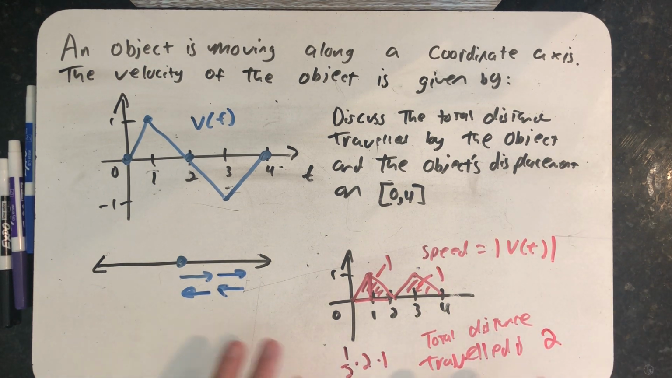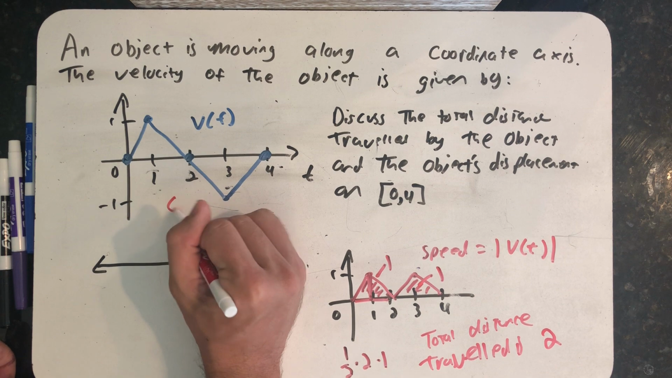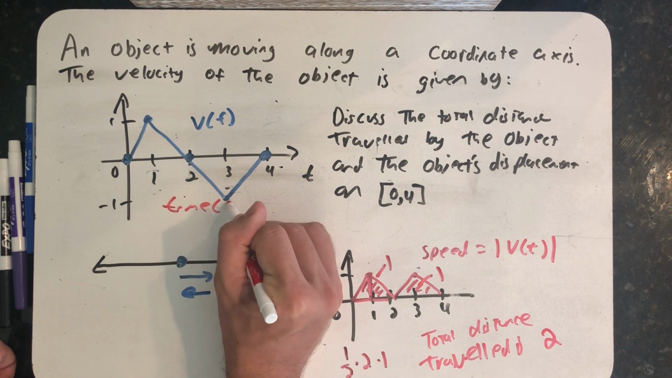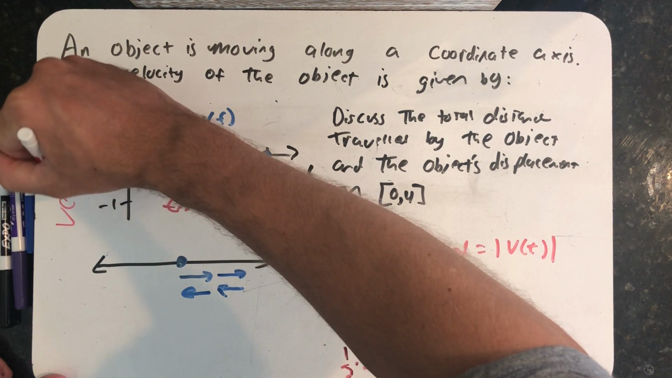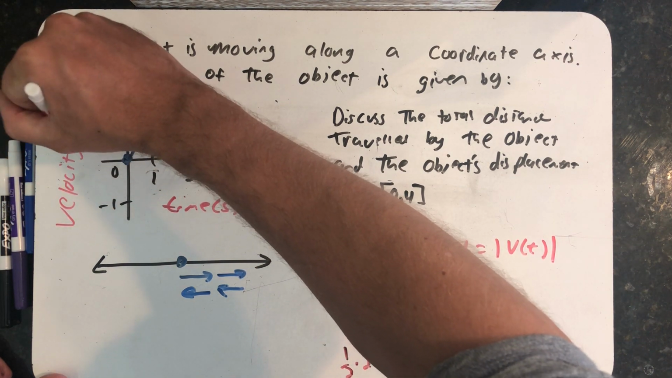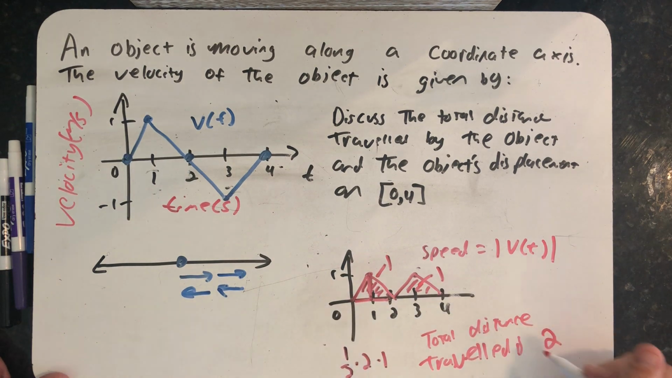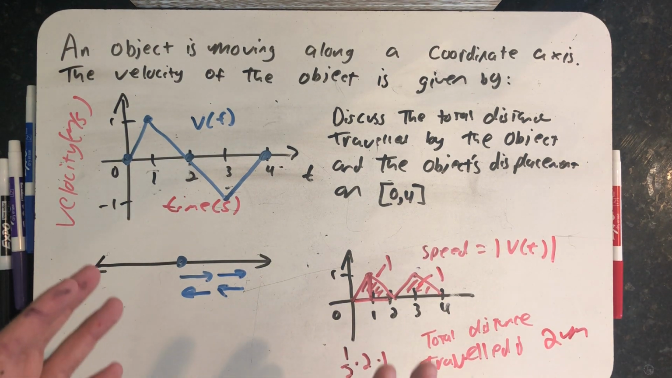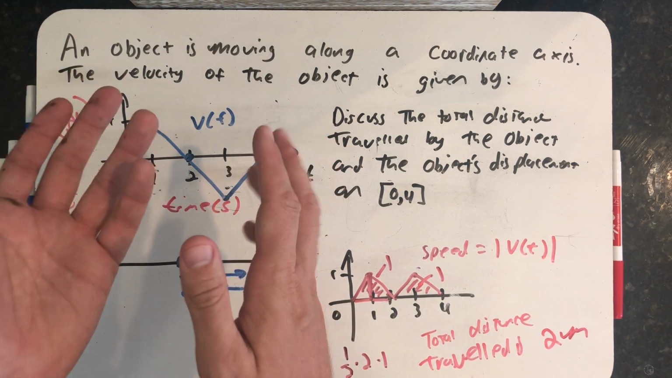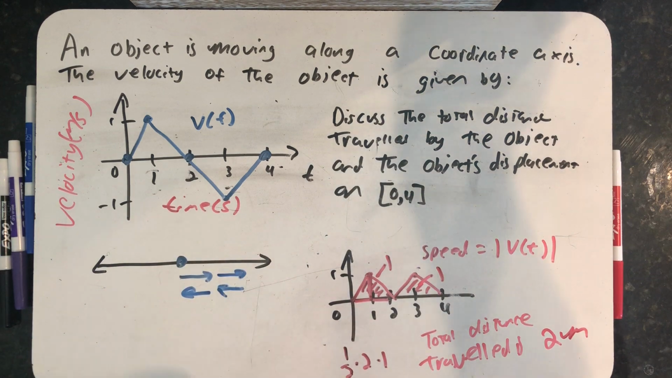Now this is really starting to bother me that I didn't assign units, so I'm just going to come up here to my original graph that was given and say that time was in seconds and that velocity was in meters per second. And that's 2 meters then. I've traveled a total distance of 2 meters. And so now let's talk about the velocity graph and how to use that to figure out the displacement.